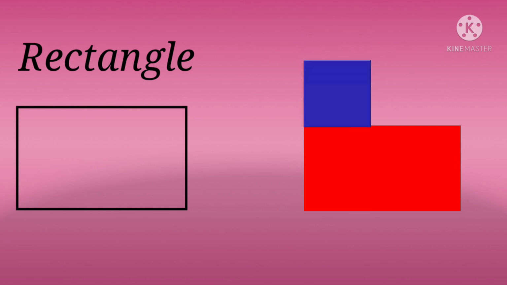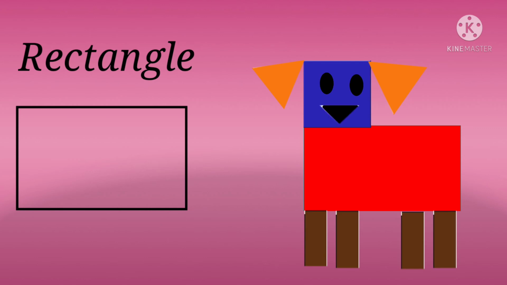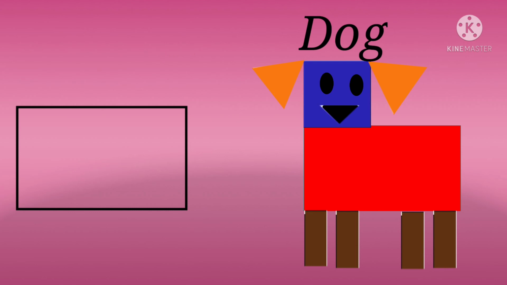Make a rectangle, then square, then two triangles, that is ears, then eyes, and small triangle, that is mouth, and four legs, that is rectangle in shape. Our dog is ready.